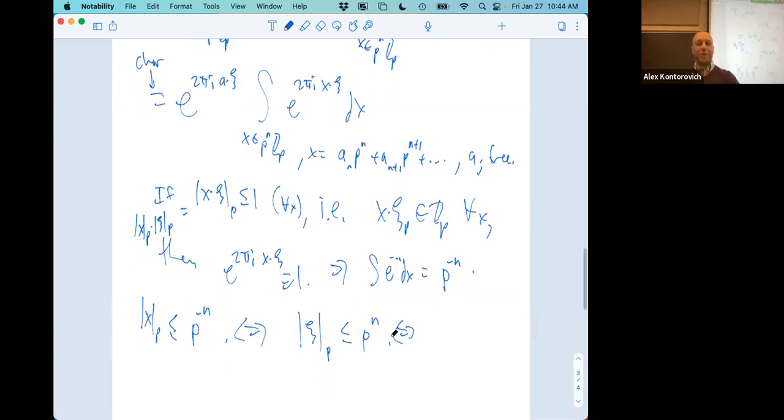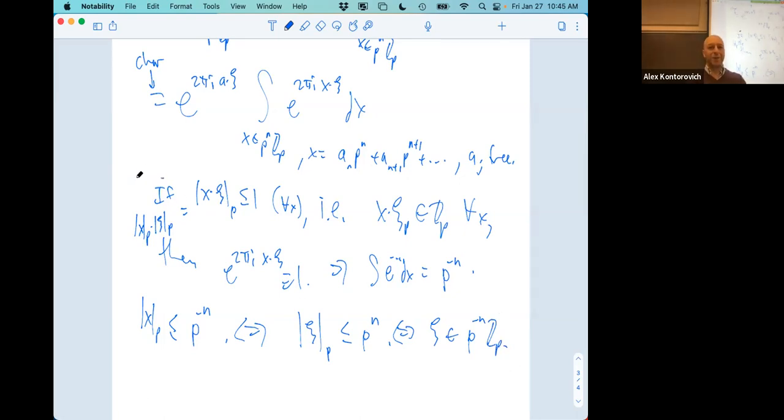Let's go over that one more time. What does it mean that for every x in p to the n Z_p, x times c has norm at most 1? I claim that happens when c itself has norm at most p to the n, because x has norm at most p to the minus n, so their product has norm at most 1. Does that make sense? And of course, that's the case if and only if c is in p to the minus n Z_p.